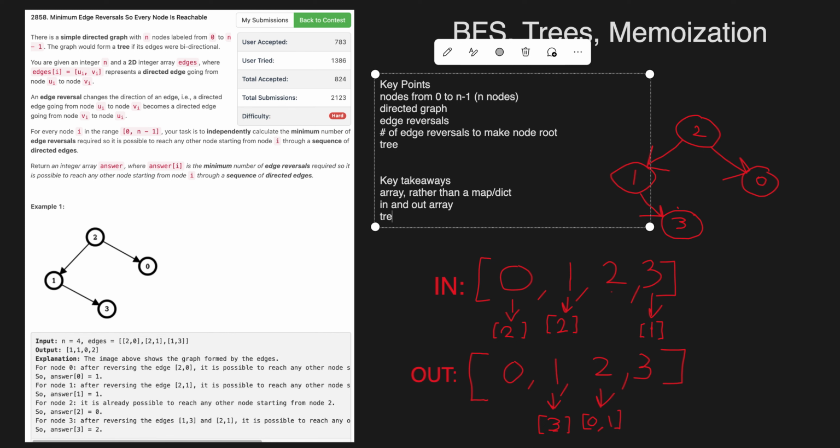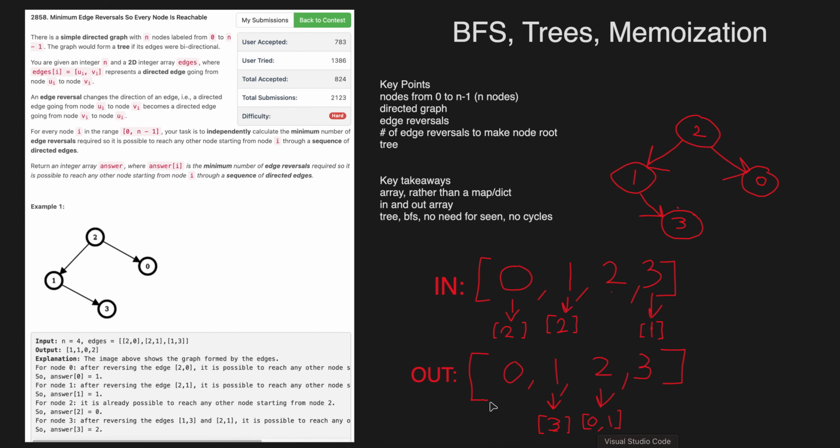Since it's a tree, that'll make the BFS significantly easier. And you won't need to keep a seen array, since you won't have any cycles. Yeah, I'd say that's a pretty good start.